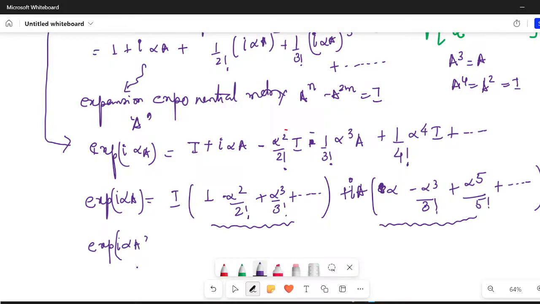So what I can say is that my exponential iota alpha A can be written in terms of cos alpha and sine alpha for the matrix A whose minimal polynomial is A square equal to identity. So I can write exponential iota alpha A in terms of cos alpha and sine alpha. I hope it is clear. Please let me know if it is clear.